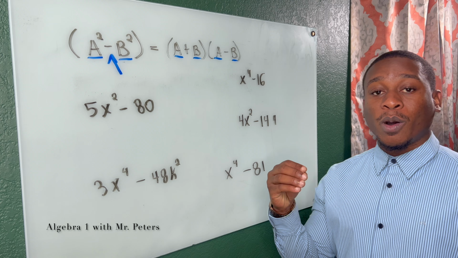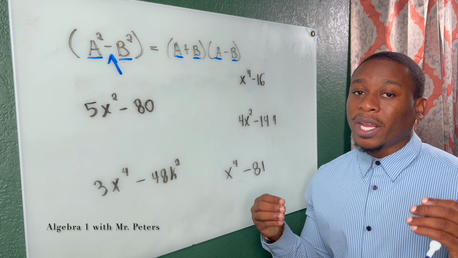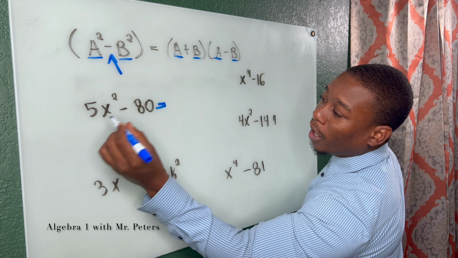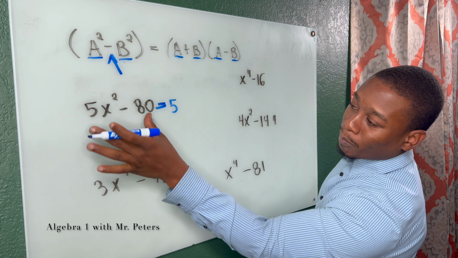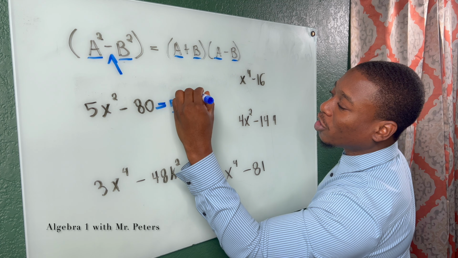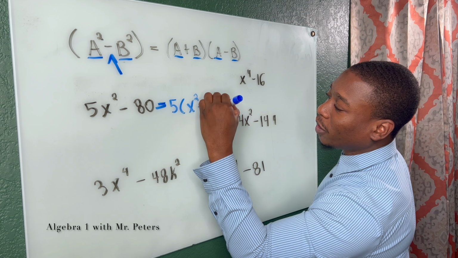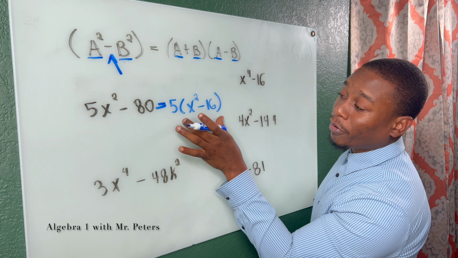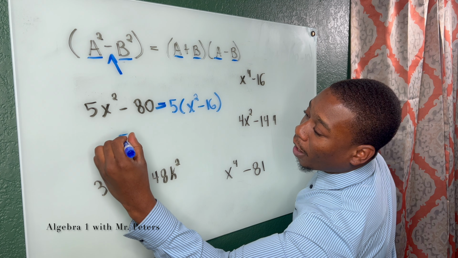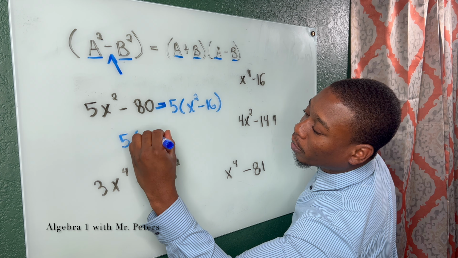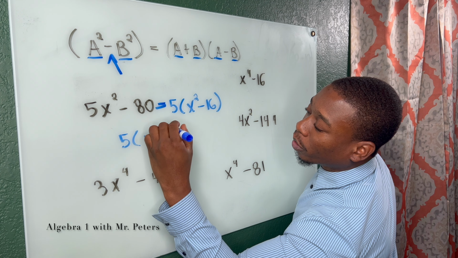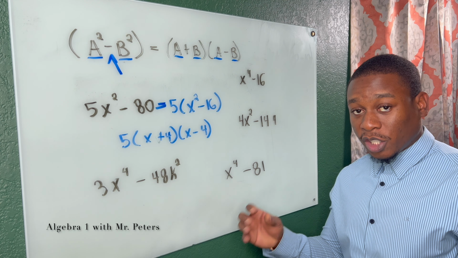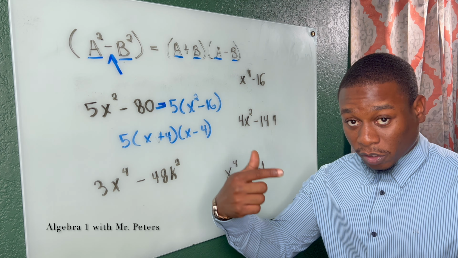So we're talking about the difference of squares, but we're going to have to pull out a greatest common factor. So what do I mean? So when we pull out 5 out of this binomial, we're going to be left with x squared minus 16. And now from here, this is the difference of squares which we have to factor. So the final answer would be 5 times x plus 4 times x minus 4. So this is what we mean by taking out the GCF, then factoring for difference of squares.